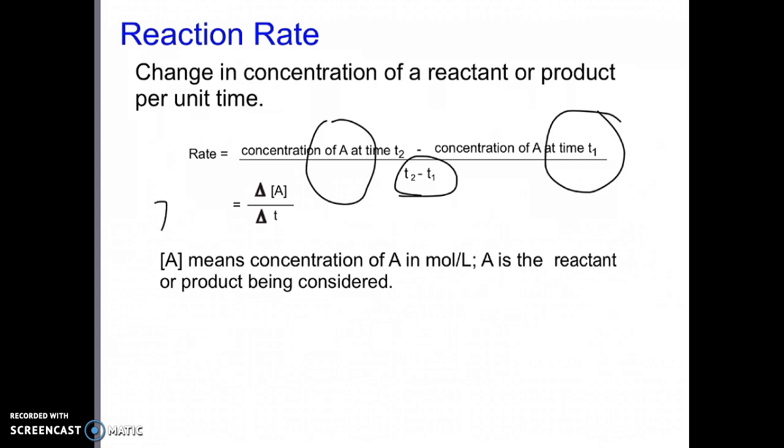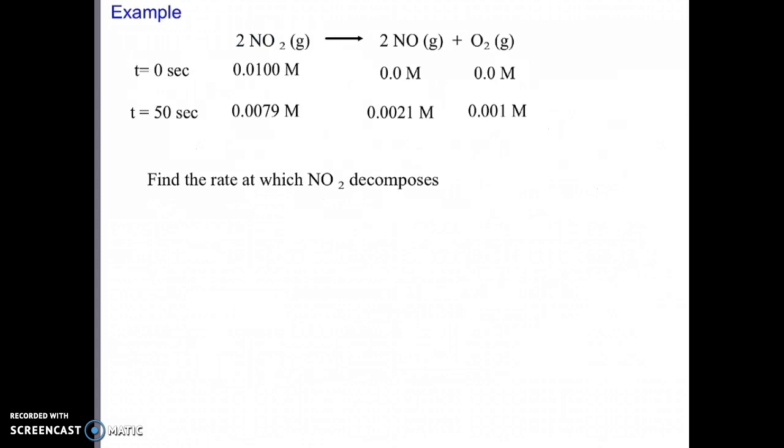Remember that the bracket means concentration in molarity, which is either moles per liter or M. Whenever we're looking at concentration rates, we're looking at reactants or products, but typically in chemical reactions, the reactants are what we like to look at.